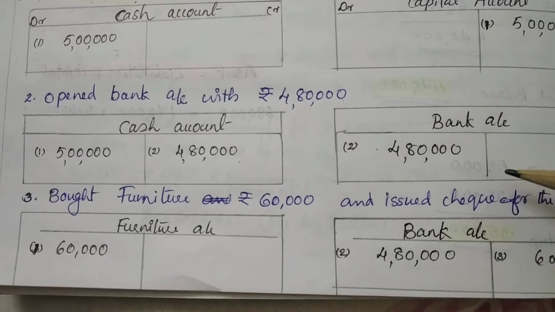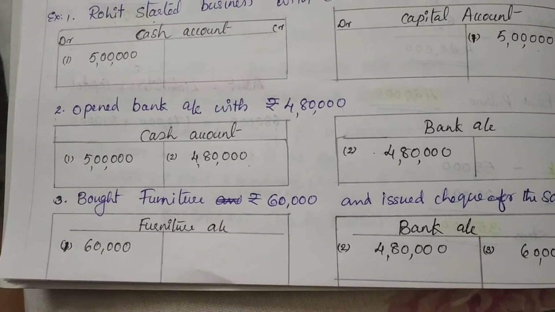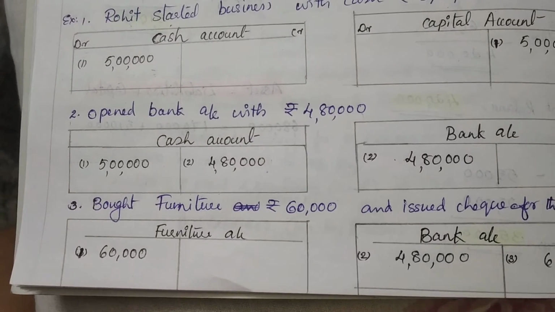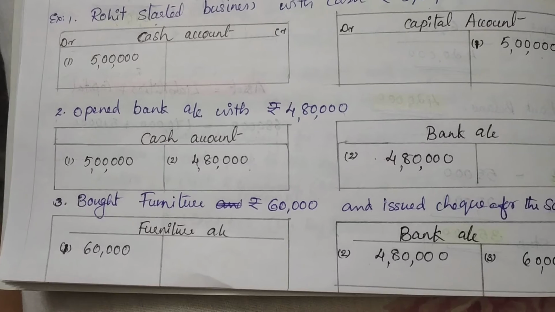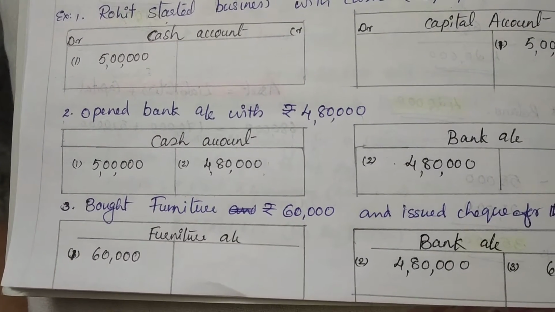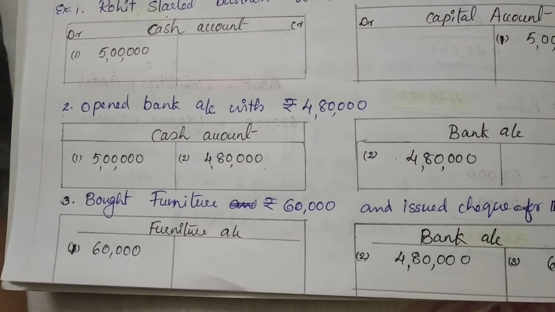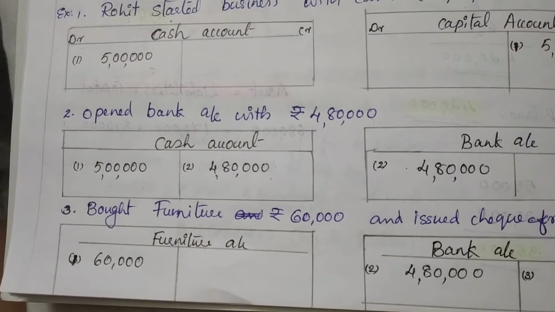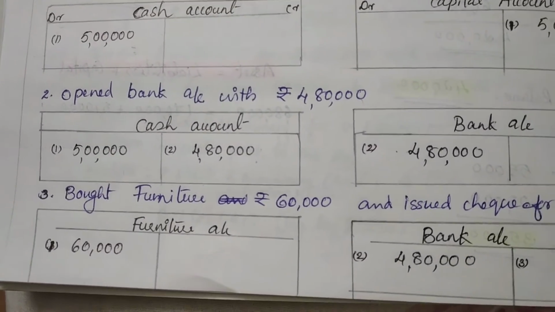Now the bank account. From the total 5 lakhs, we are depositing 4,80,000 into the bank. Bank account is an asset. Cash at bank is an asset. So there is an increase in asset, so we are debiting in the bank account.